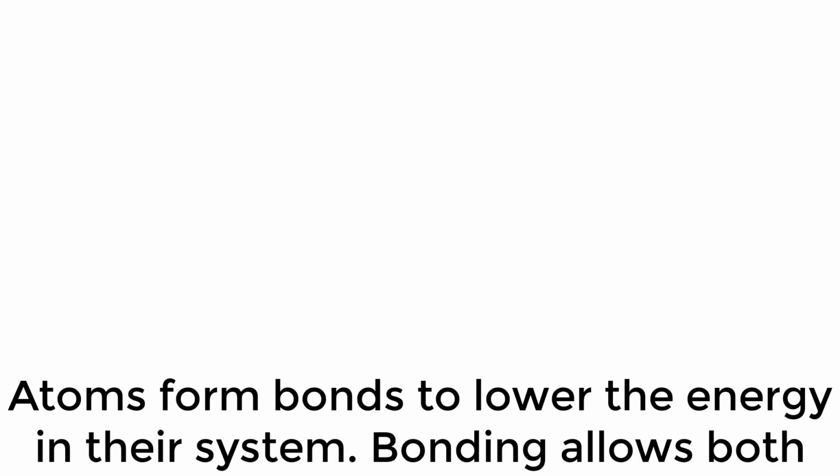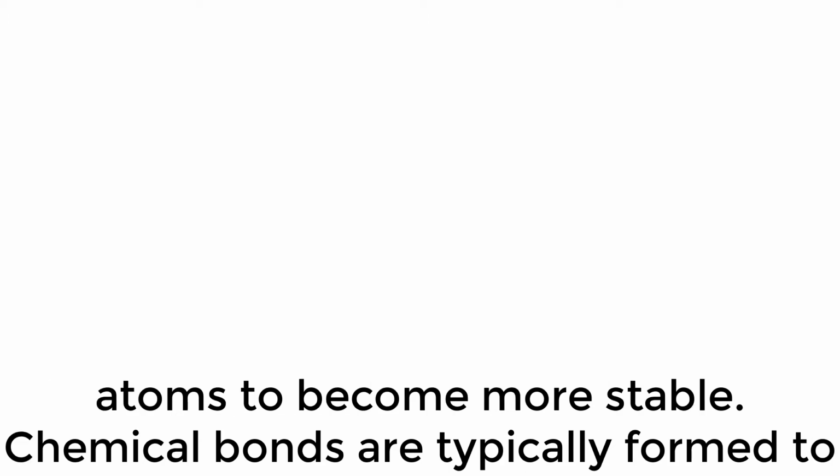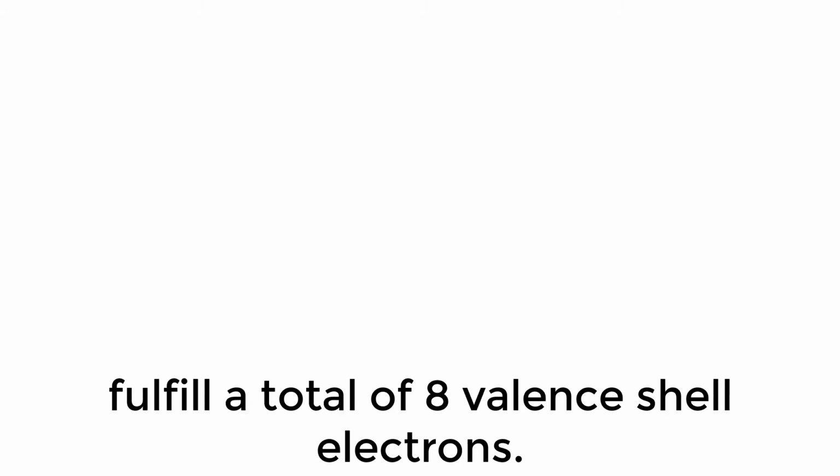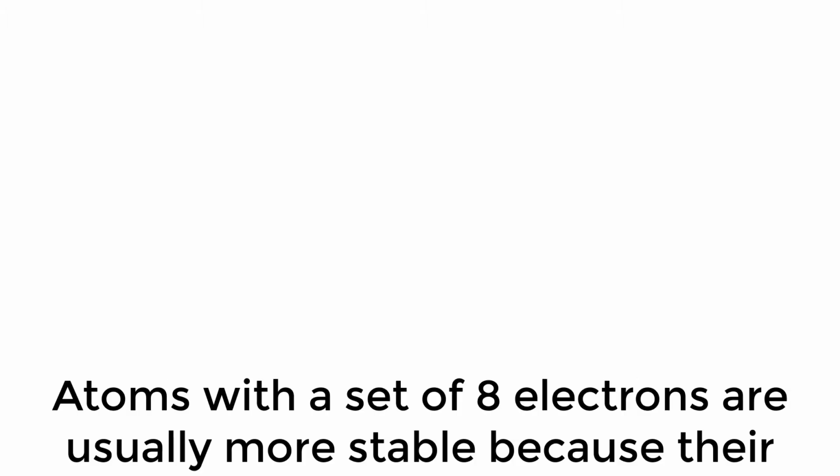Atoms form bonds to lower the energy in their system. Bonding allows both atoms to become more stable. Chemical bonds are typically formed to fulfill a total of 8 valence shell electrons. Atoms with a set of 8 electrons are usually more stable because their valence p sublevel is filled immediately before starting the s sublevel of a new energy level.